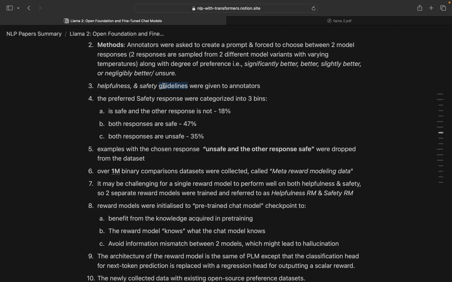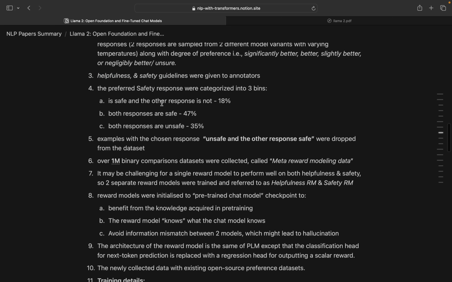And separate guidelines were given to the annotators, separately for helpfulness and for safety. And the preferred safety responses were categorized in 3 bins. Of course, when we have safe and unsafe, it's a 2:2. Given a response, it could be safe or unsafe. Both could be safe, both could be unsafe, or the chosen could be unsafe and the rejected could be safe. Of course, they rejected the unsafe one, though it is correct, and they might have dropped the responses which are unsafe in nature. Basically, they have taken the annotators' data wherever it is helpfulness and safety too.